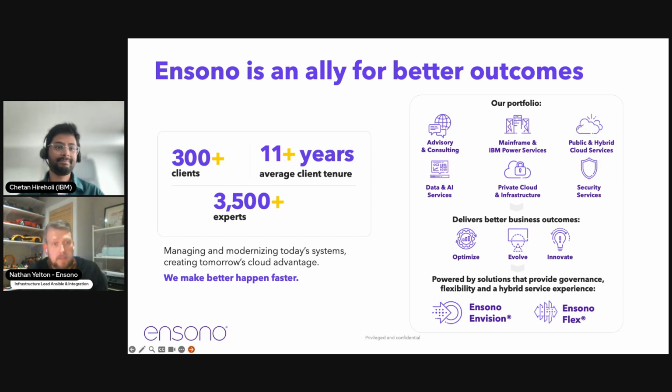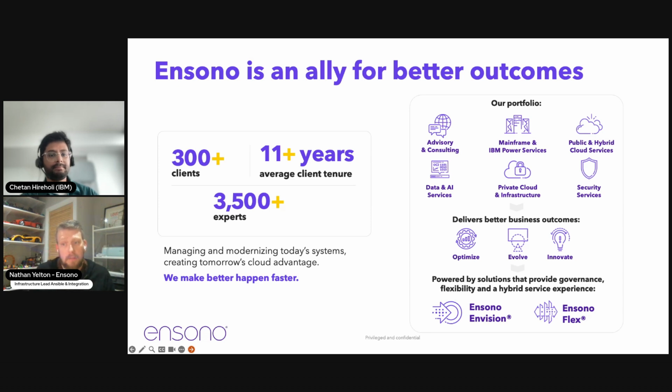So we have 300 clients and 3,500 experts across the world, delivering a wide portfolio of services: private cloud, public cloud, infrastructure as a service, and, with our friends at IBM, the mainframe. IBM Z and IBM mid-range are a big part of our portfolio. To give you an idea of the scale of our mainframe business, we have just over 1.4 million MIPS managed inside our portfolio across over 550 LPARs. So we're doing a lot in a lot of places.